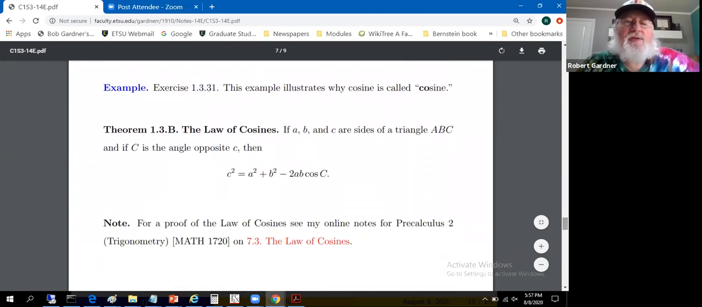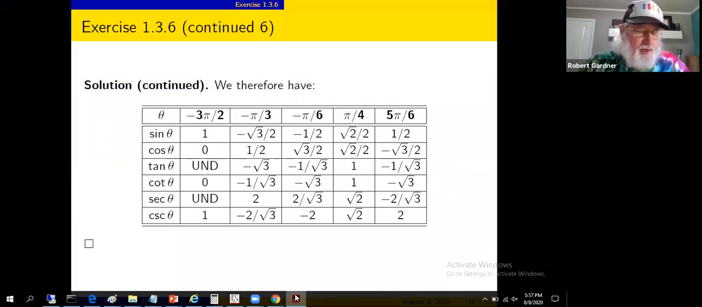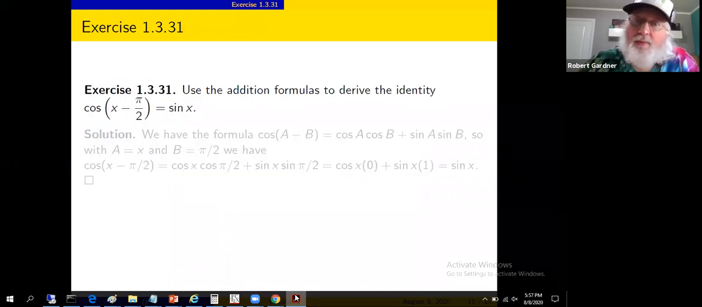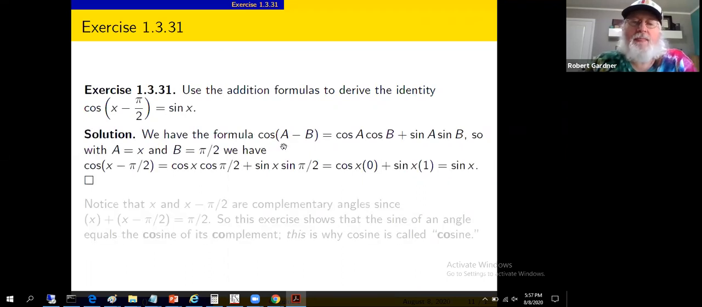Let's illustrate one of them in exercise 1.3.31. Use the addition formula, the summation formula, to derive the identity cosine of x minus pi halves equals sine x. Okay, we got a cosine of a difference. The addition formula, the a minus b part of the summation formula, has told us cosine of a minus b is cosine A cosine B plus sine A sine B. It's just what we stated a few seconds ago.